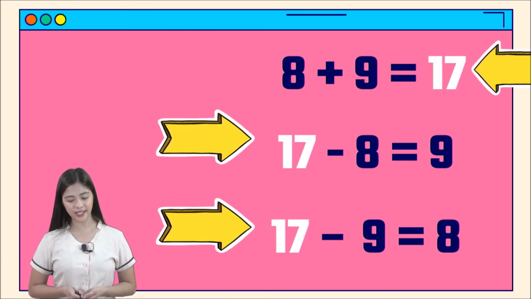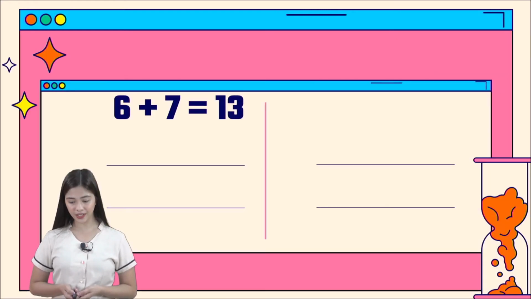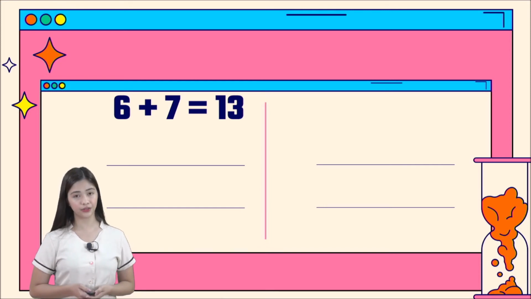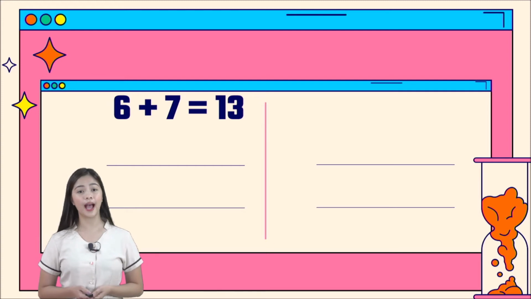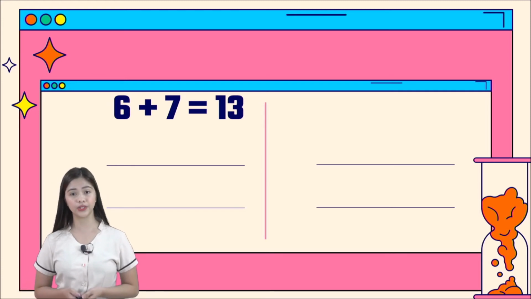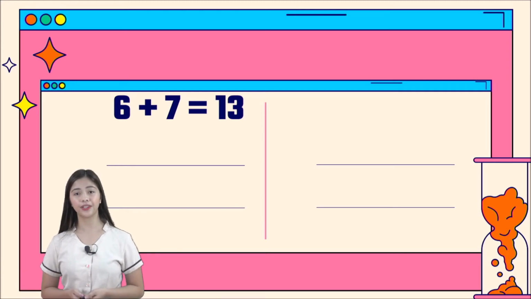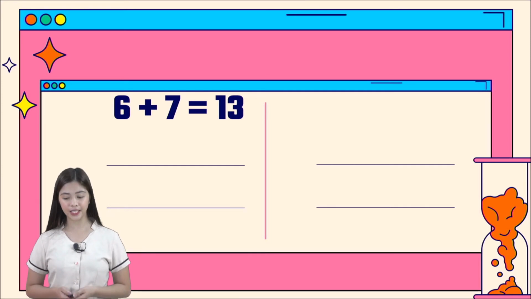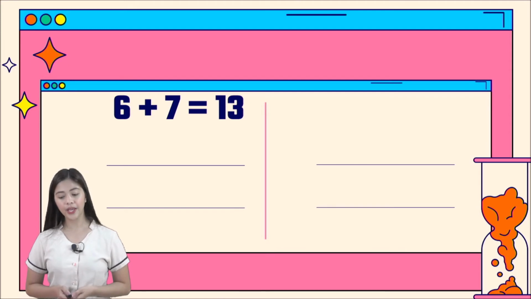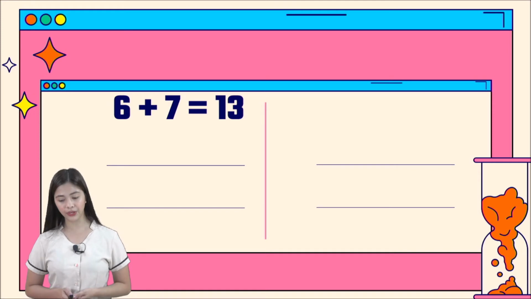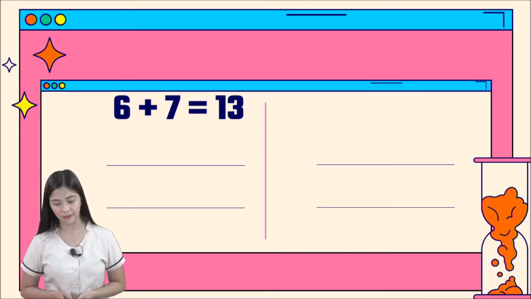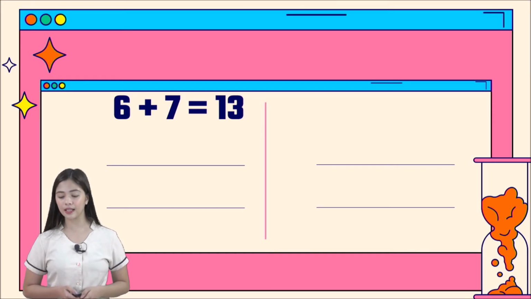Now, kids, let's answer your book, page 154. Let's answer your first activity. In our first equation, we have 6 plus 7 is equal to 13. We can use both 6 and 7 as the subtrahend for our subtraction equation. And the sum will be the minuend.